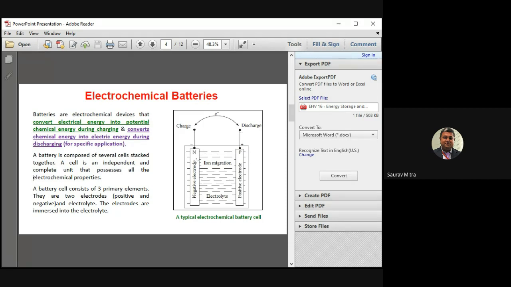From this N, all the electrons start, they flow through the motor, and they come to the P. And current actually flows in the opposite direction to the electron flow. So current will be flowing from P to N. This is how the battery is designed. So a battery is composed of several cells stacked together.